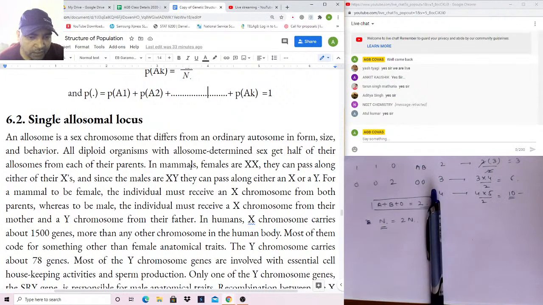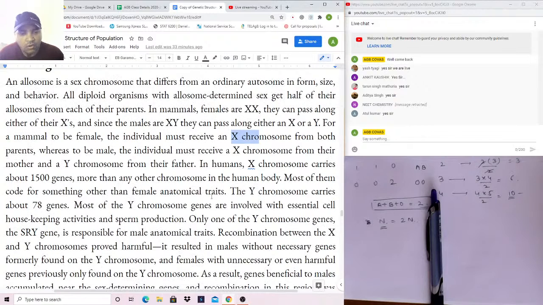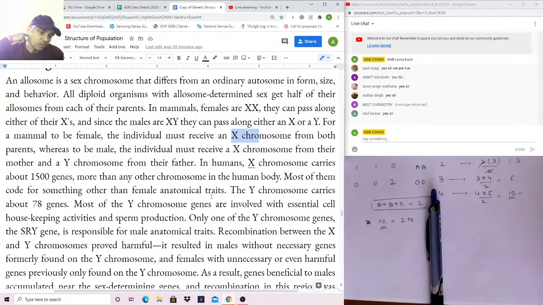All diploid organisms with allosome determined sex get half of their allosomes from each of their parents, isn't it? Now in mammals, females are XX and they can pass along the X chromosome, and since males are XY, they can pass along either X or Y. For a mammal to be female, the individual must receive an X chromosome from both parents, whereas for a male, the individual must receive an X chromosome from their mother and a Y chromosome from their father.